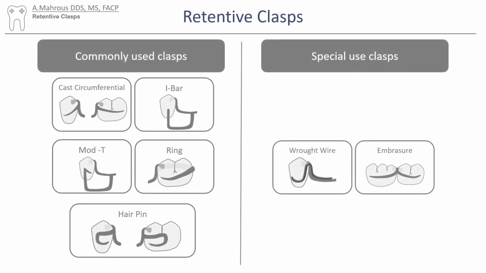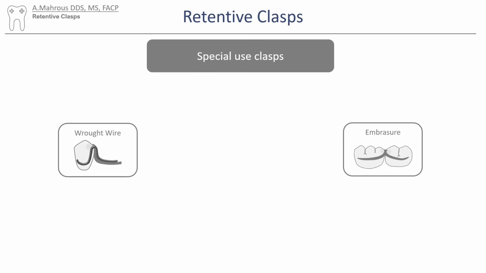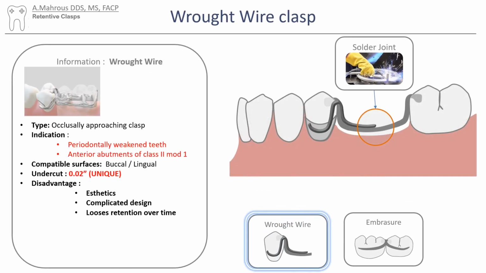Now that we're done with the most commonly used clasps, it's time to move on to the special use clasps, like the wrought wire and the embrasure clasp. Wrought wire clasps are made out of a different material than all the other clasps. They're pre-made round wrought wires that are soldered onto the framework after the framework is cast. Because of this, these clasps are exceedingly flexible.